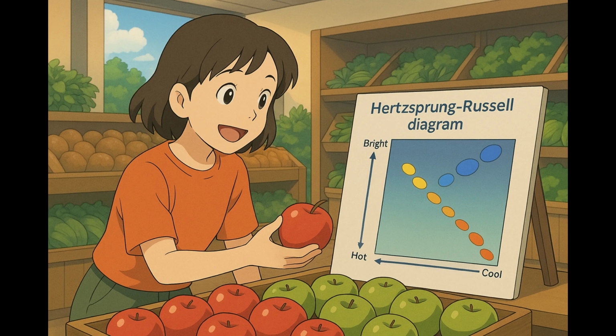In this analogy, the color of the apple corresponds to the star's surface temperature, and the size relates to the star's brightness, helping astronomers understand and categorize stars just as you would assess apples to pick the best ones.